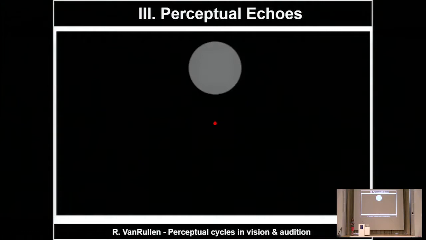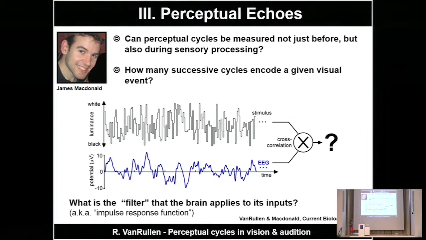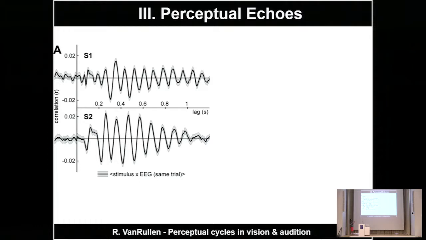What we just wanted to do was to cross-correlate all of the fluctuations of luminance in this disk with the concurrently recorded EEG. And so by doing so, we would find out what is the average filter that the brain is applying to its input, which mathematically is also called the impulse response function. So let me show you two examples of impulse response functions from two subjects, representative, S1, S2.